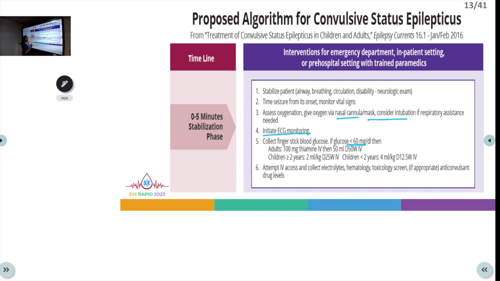Okay. And we need to place IV cannulas and connect to ECG monitoring and other hematological investigations, complete blood count, electrolytes, and toxic screening also should be sent.